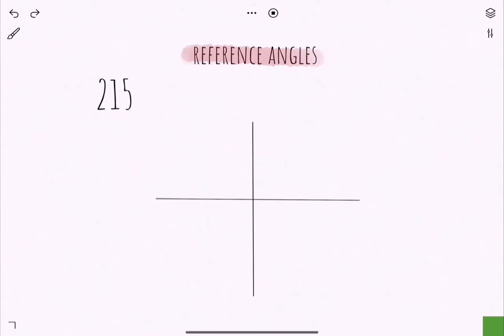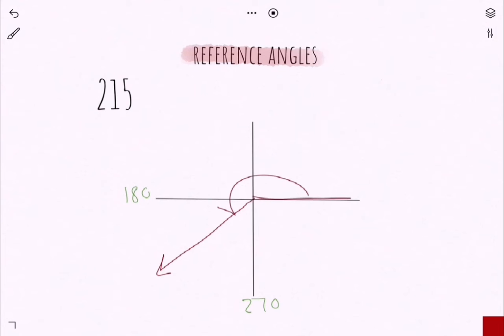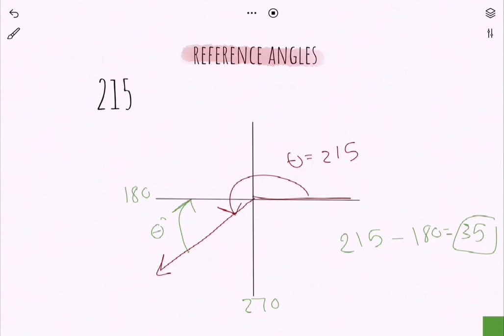The second example is to find the reference angle of 215. We know that 180 is here and 270 is here. So 215 should be between those two angles, and it would be right about here. This is your angle, but where is your reference angle? Your reference angle is the one closest to the x-axis. To find the value, you subtract 180 from 215 and you will get 35. This is your reference angle.